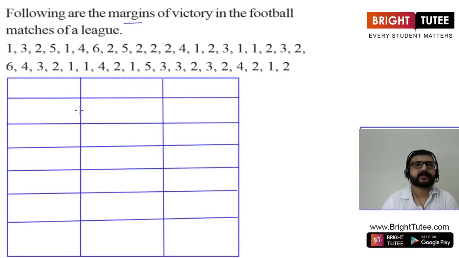So what we will do in this case, we will form a tabular form of the data. We will just simply organize this unorganized data, which we have already seen how we can do. For that, we will form a table. Now in this table, the first column will be representing the different observations. So that will be margins of victory in this case. So we will write margins here. And the second column will be the tally bars. And the third column will be representing frequency of the data, or frequency of the different observations. So what we will write here, we can write number of matches in this case.